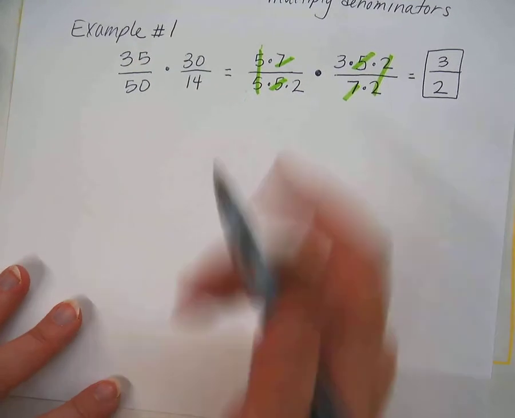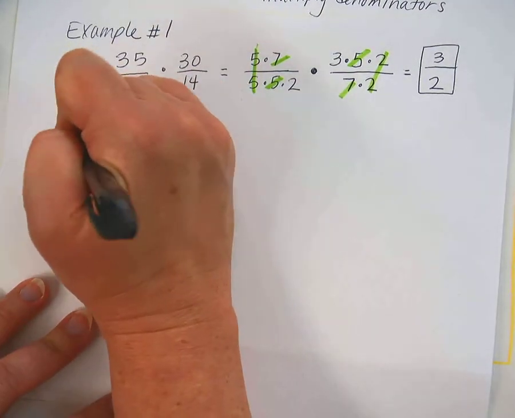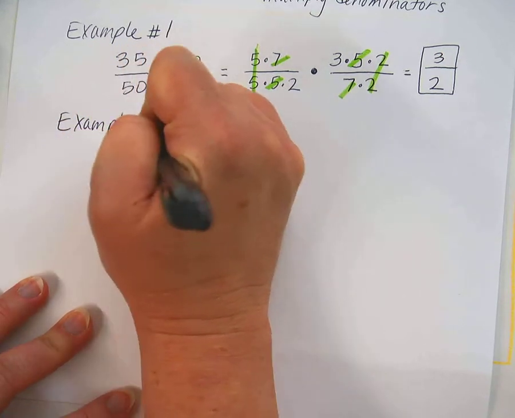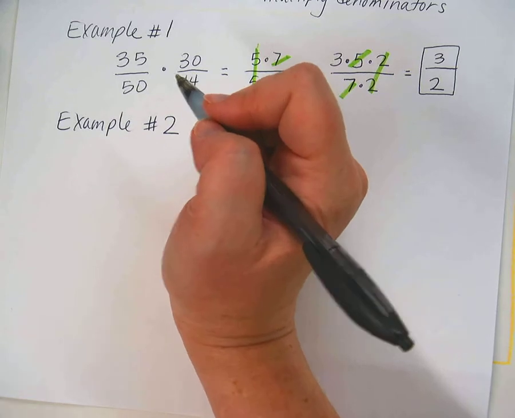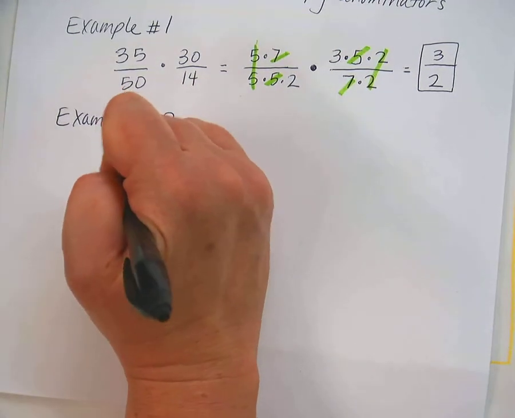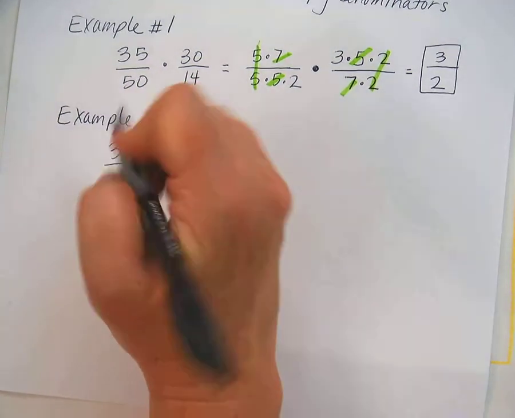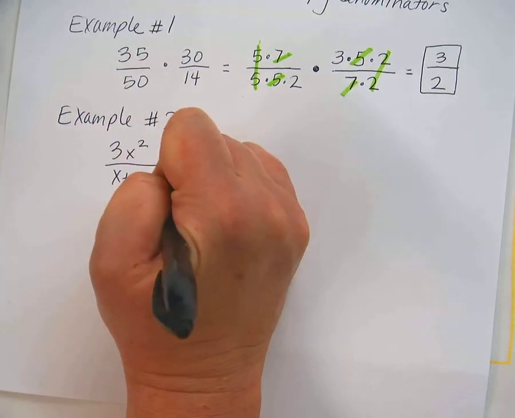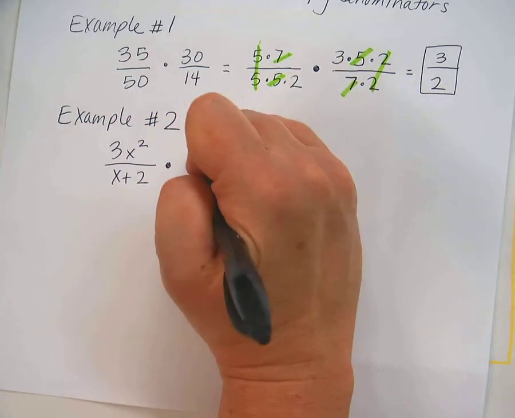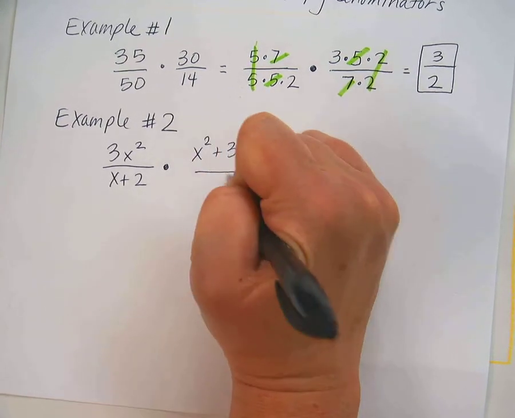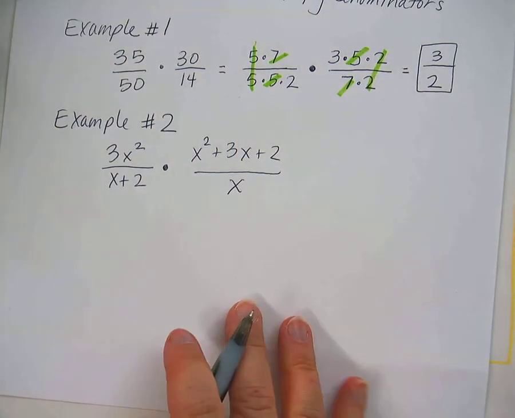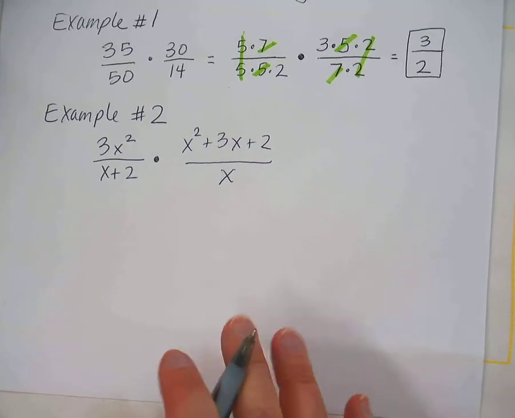Okay? Now let's try one that has x's in it, or variables in it. Same process though. It gets harder when we throw stuff in that gets in our way. So 3x squared over x plus 2 times x squared plus 3x plus 2 over x. What's our first step?